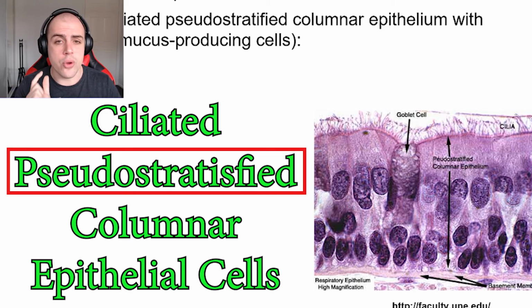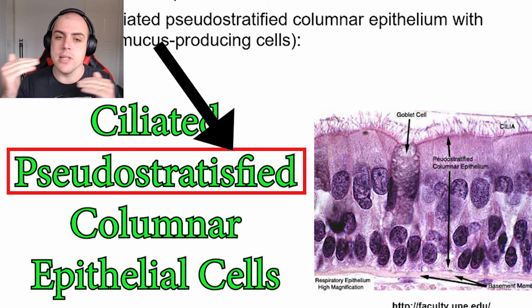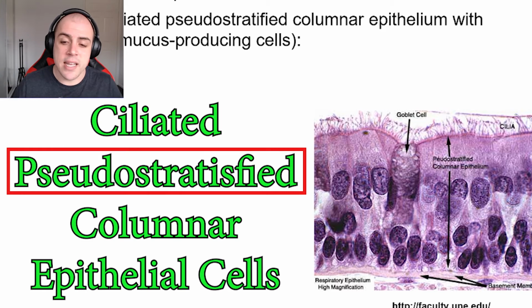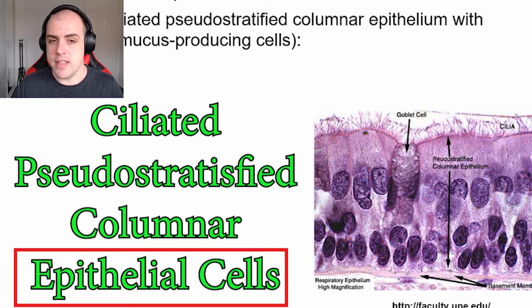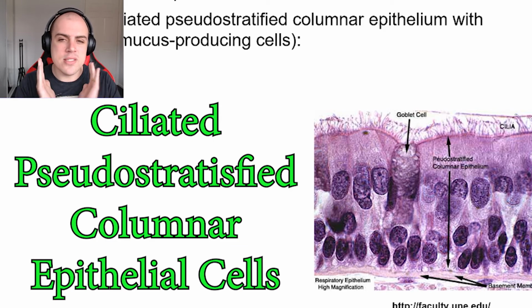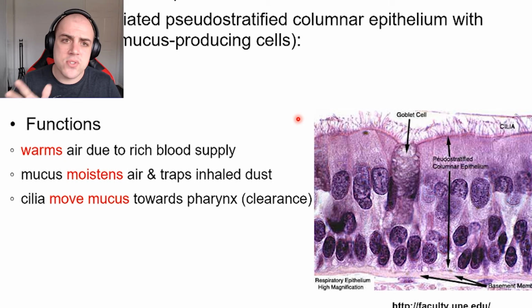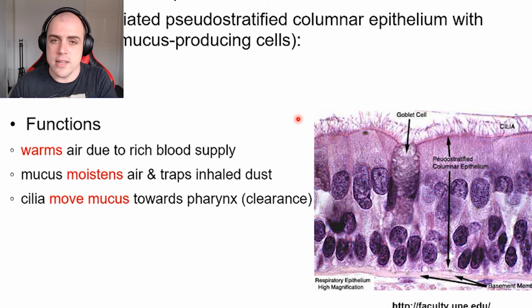Pseudostratified. So pseudo means false, and stratified means multiple layers. So what this means is that it looks like it has multiple layers here, but it actually doesn't. Columnar means it's like a column in shape, and it is a type of epithelial tissue. So it's always good that we learn to break down these words so it's easier to understand their meaning. Now, what we also see with these epithelial cells here is the interspersal of goblet cells. Now, what do goblet cells do? They create mucus, they create snot, essentially.